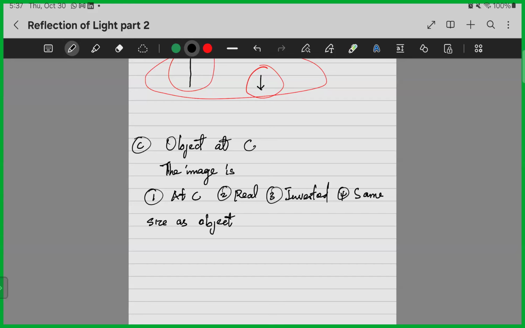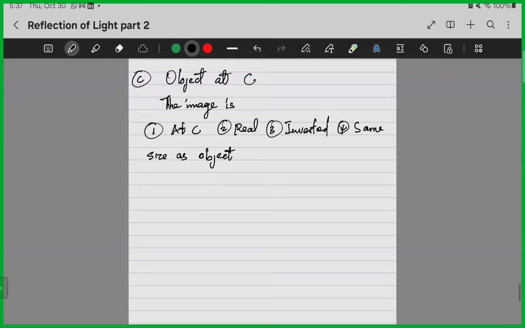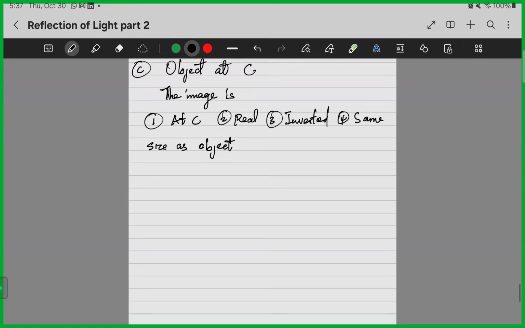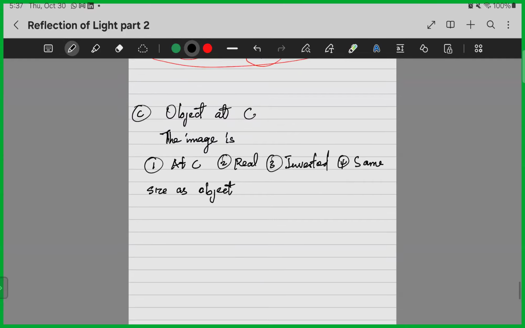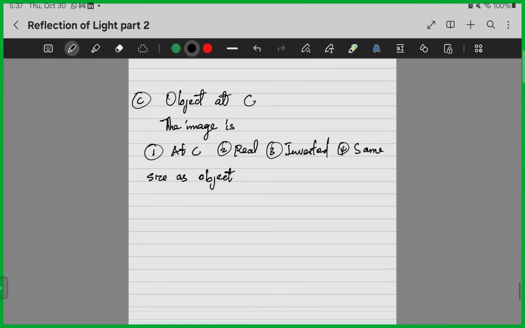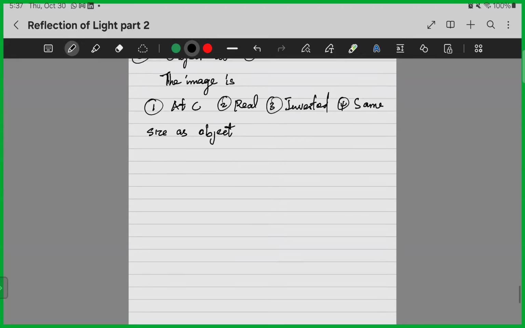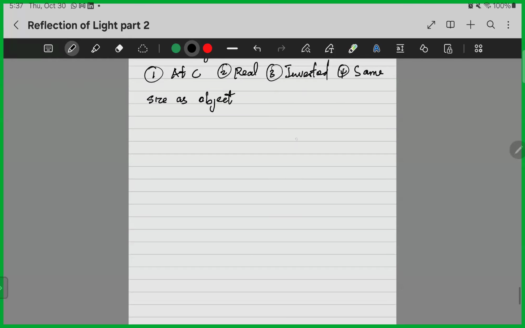So at C, it is real, inverted, and same size as the object. So keep that one in mind. Let me give you the diagram for that. Right now, I'm going to draw the regular stuff. Mirror. By now, it should become a pattern to you. Principal axis. I know my focus is somewhere here. I know my C is somewhere here, which is also 2F. Are you following me? Yes.